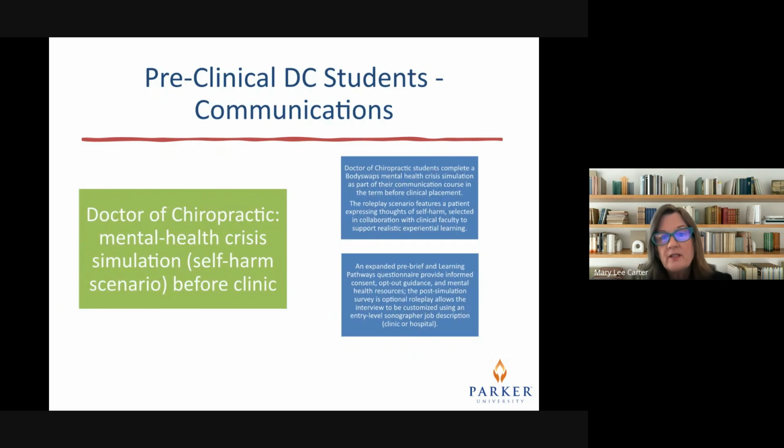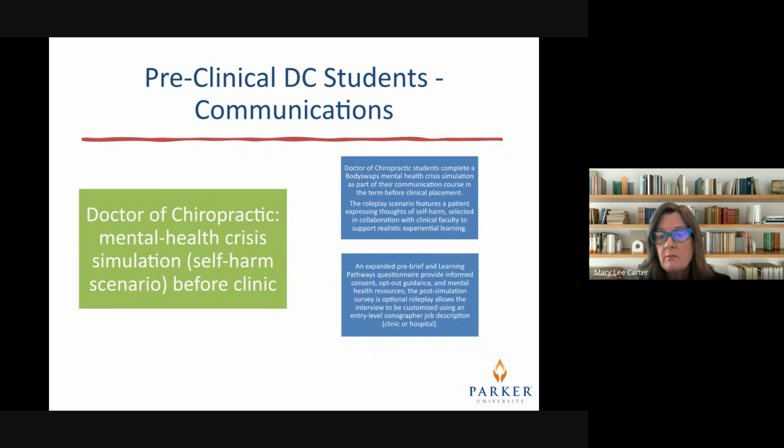With our preclinical DC students in the communication course, one of the things that we're finding for a lot of you, a chiropractor may be an entry level into the healthcare system. And so regardless of the type of care that a patient may present with, they bring their whole selves into the clinic. And so our students who are seeing patients for the first time will do a complete systems questionnaire and health history. And we're seeing more and more patients who are coming in with just incredible stories of things that they're going through in life.